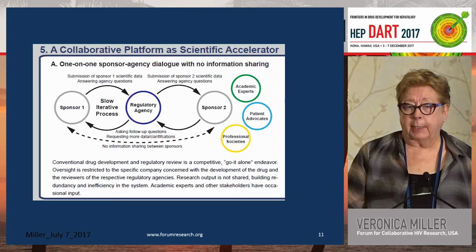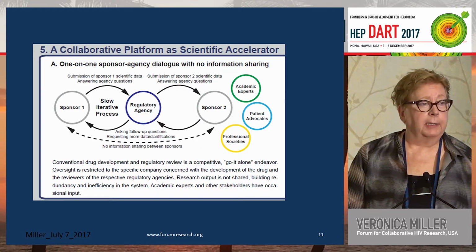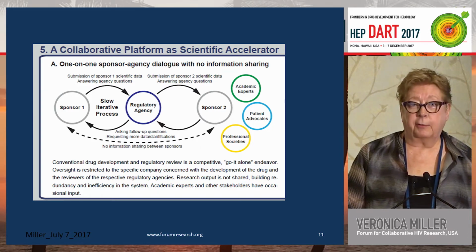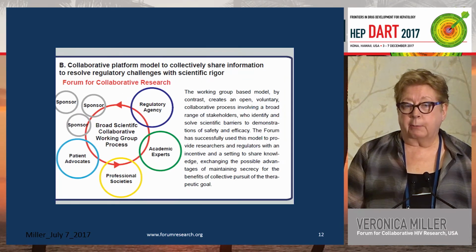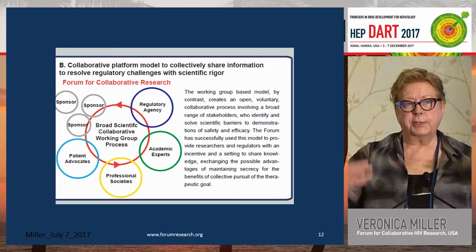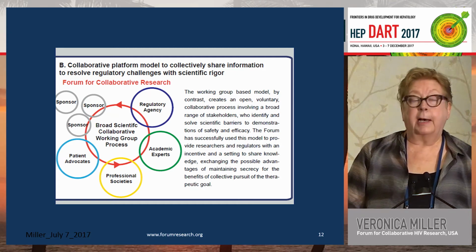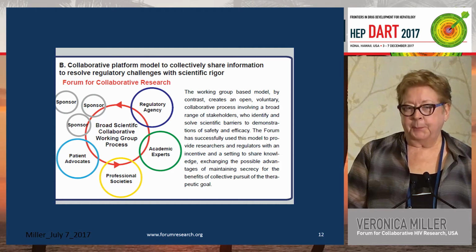And so normally what happens is that each sponsor talks with each regulatory agency one-on-one, and no one really learns from that experience other than the people at the agency involved in that particular sponsor. So what we do, basically, the forum model, is we bring all the sponsors, all the agencies, all the academics together in one setting, and everybody can learn, and it really accelerates the learning pace and the development pace.